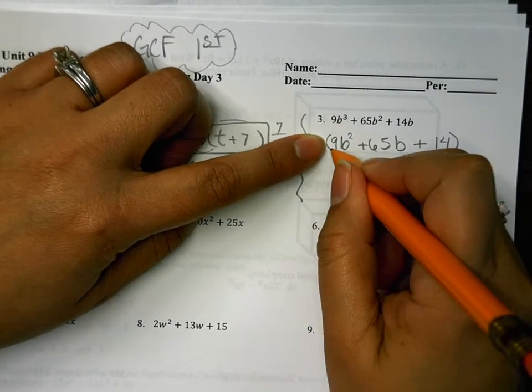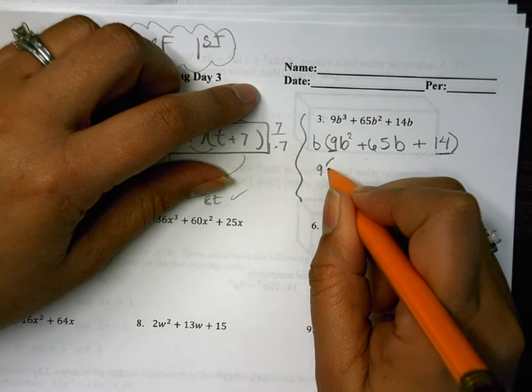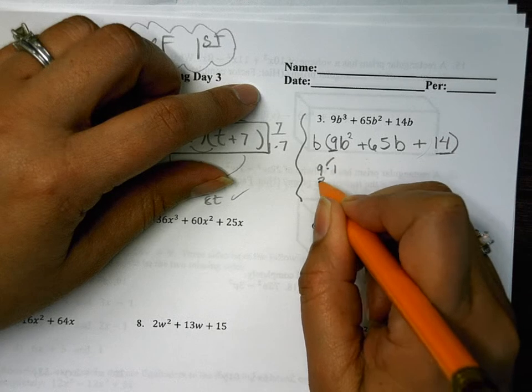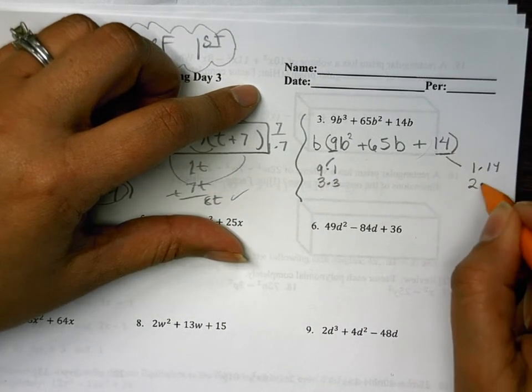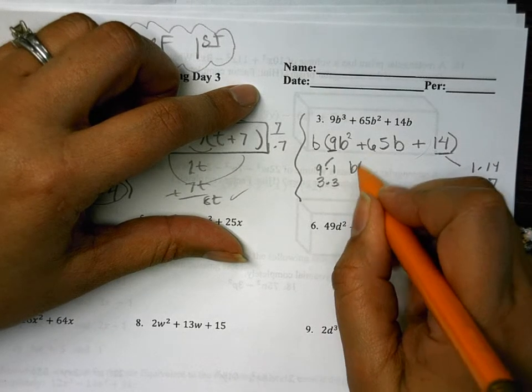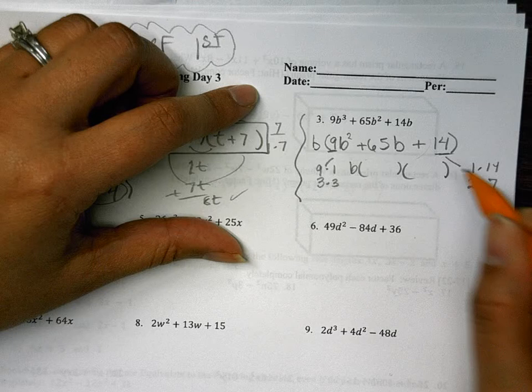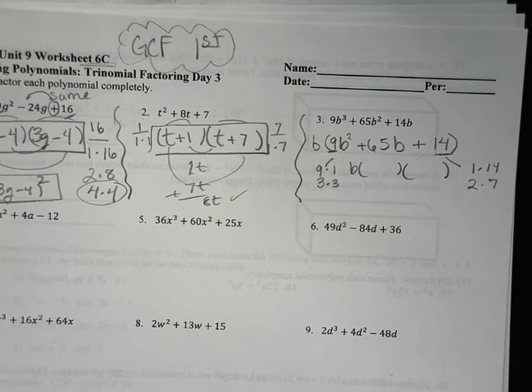The double bubble? Yes. All right, what do I list my factors of? Factors of 9 and factors of 14. 9, 1, 3, 3. This is 1, 14, 2, and 7. So I'm going to put, I know I have to write really small, B, and then my double bubble. Now, can I use the perfect square trick on this problem? No, why not? The 14 is not a perfect square.